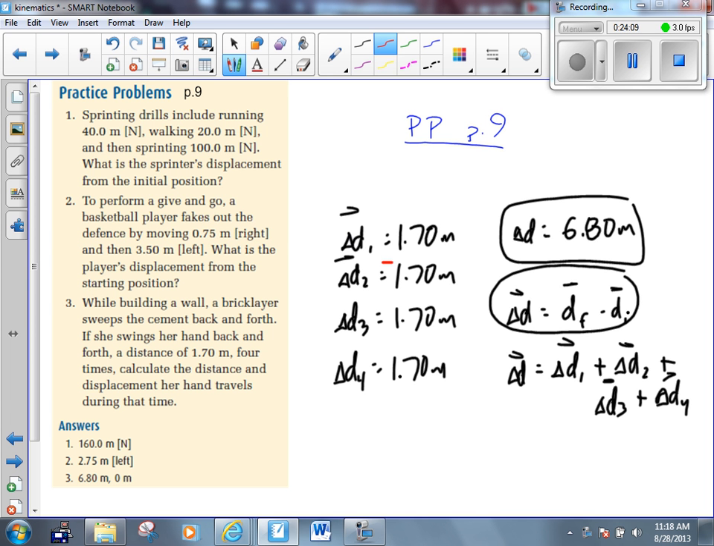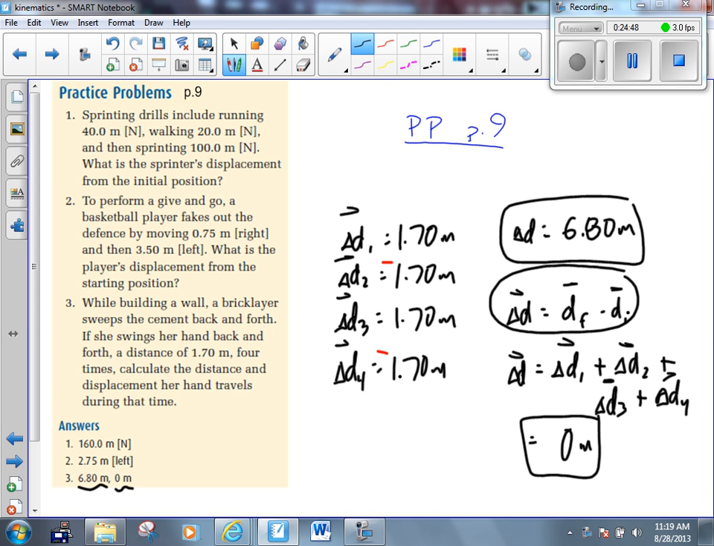We don't know which way is right and left, but we know that if the first way that this bricklayer moved the cement was positive, then the second way has got to be the opposite way, whatever way that is, negative. D4 will also be negative. Now notice we're changing that now when we're talking about displacements. When we're talking about distances, we left them all positive because direction doesn't matter. D1 plus D2 plus D3 plus D4: 1.7 plus negative 1.7 plus 1.7 plus negative 1.7 gives me, what is it? 0. So that's why the displacement is 0 and the distance is 6.8.